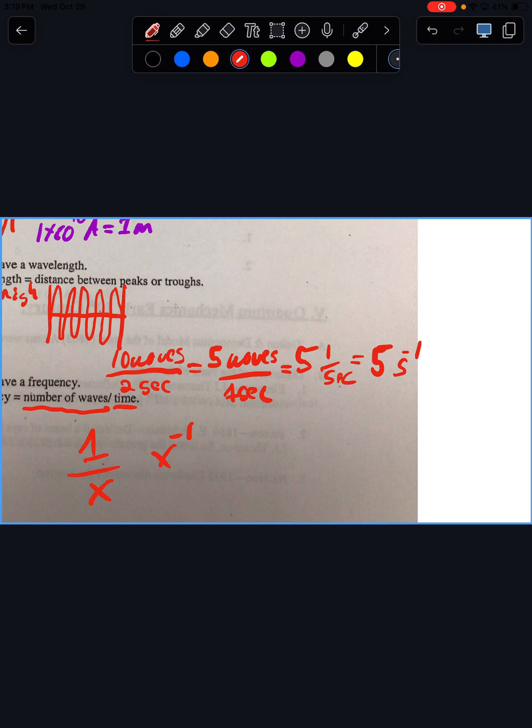It's no different than saying x to the negative first. It means 1 over x. 5 reciprocal seconds. What does it really mean? It means 5 waves per second. So 5 inverse seconds, 5 reciprocal seconds, because seconds is in the denominator. Okay? What's 1 over x? X to the negative first. What's 1 over seconds? Seconds to the negative first.